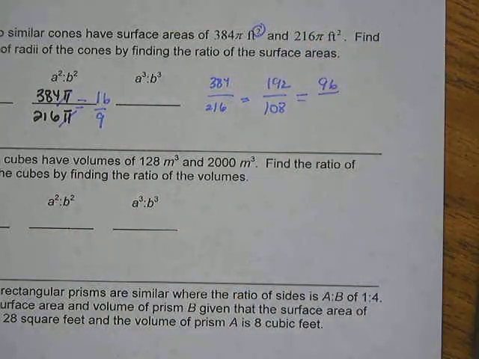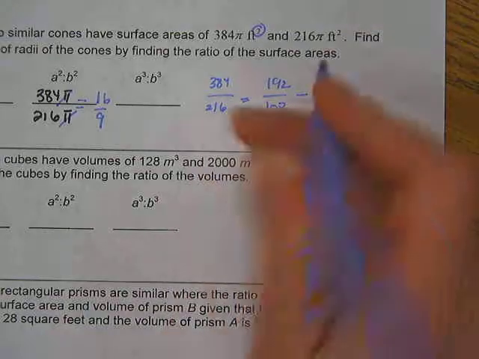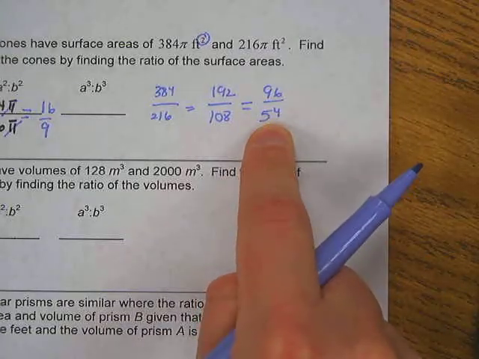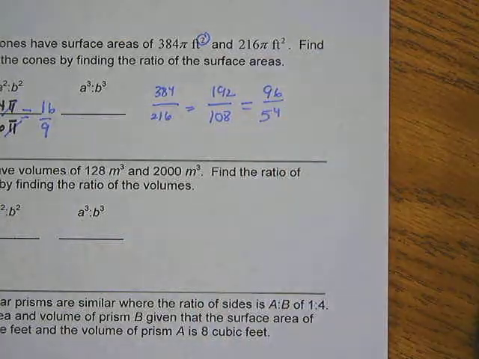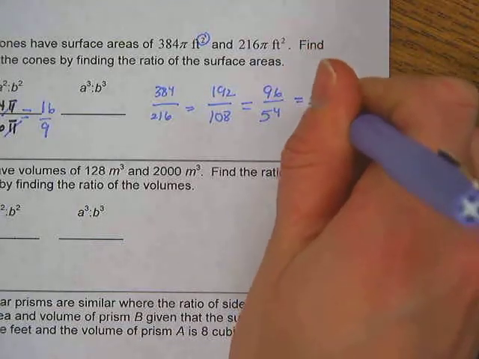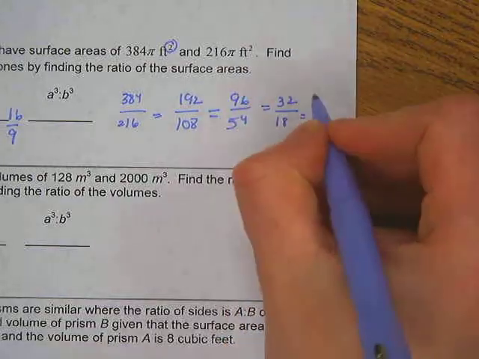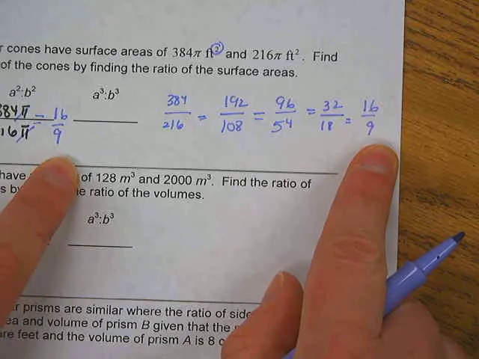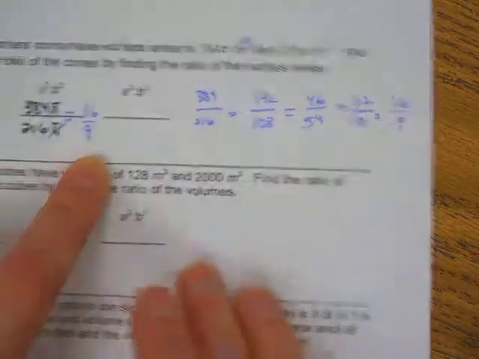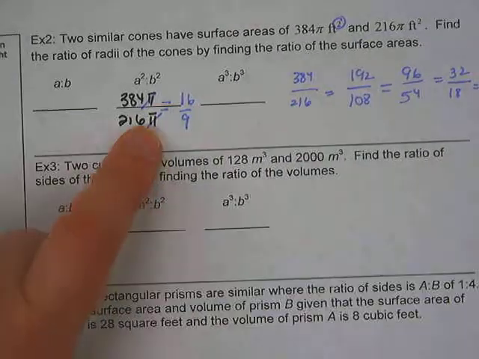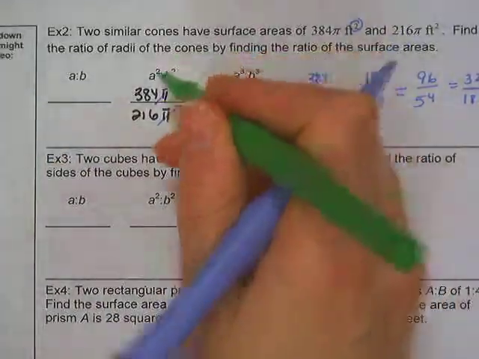So now I have 96 over 54. Still even, but I noticed that 3 goes into both of them. So I'm going to divide 96 by 3 and 54 by 3. Now I have 32 over 18, and if I divide top and bottom by 2, I get 16 over 9. So it takes a little bit longer if you don't have a graphing calculator, but you can still get to the same place.